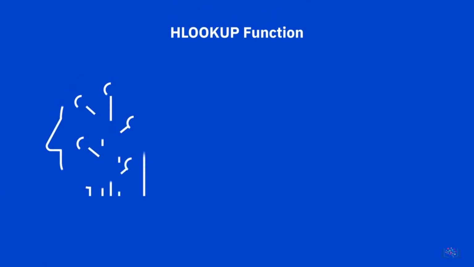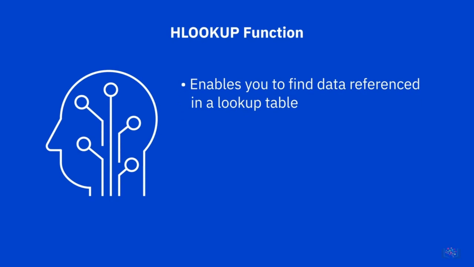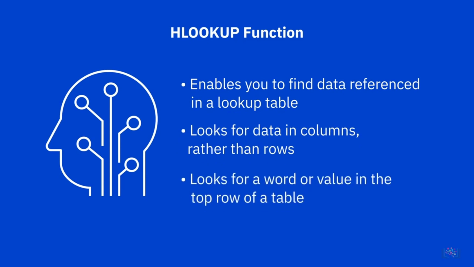Let's now take a look at the HLOOKUP function, which, as we mentioned earlier, does the same thing and works in virtually the same way as the VLOOKUP function, but it looks for data in columns rather than rows. So, HLOOKUP looks for a word or value in the top row of a table, and then returns a value in the same column from a row specified in the table array.